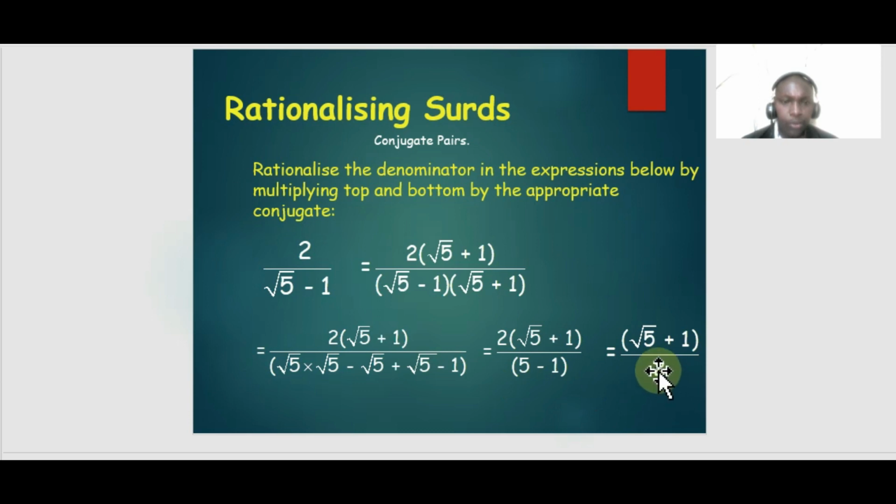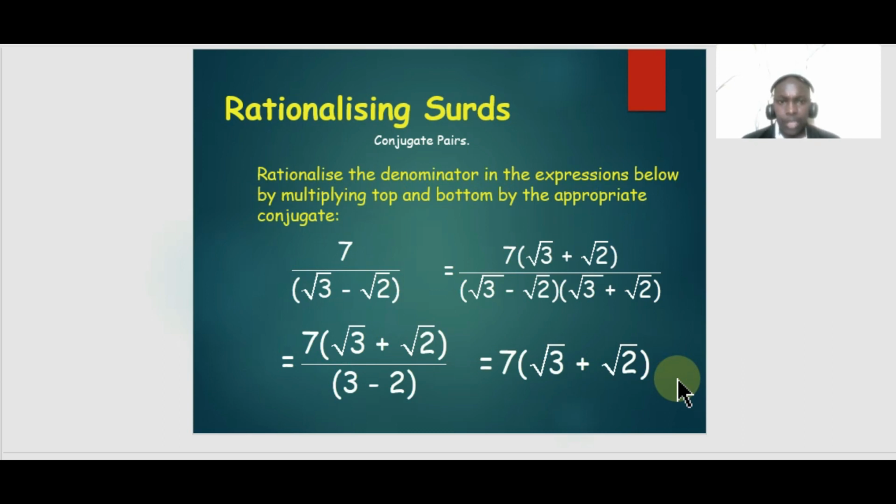Where do we get these 2? It has been simplified. Once you subtract these, 5 minus 1, you get 4. So you cancel out by 2, 1, then 4 divided by 2, you get 2. That is where we get these 2. So the answer is root 5 plus 1 divided by 2.